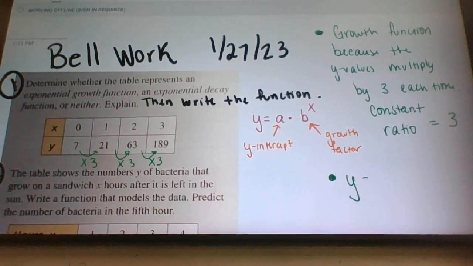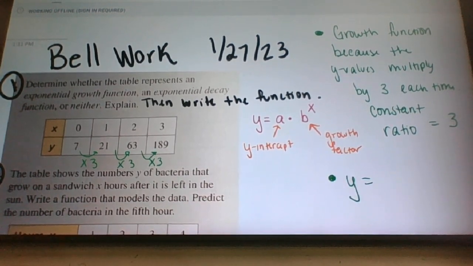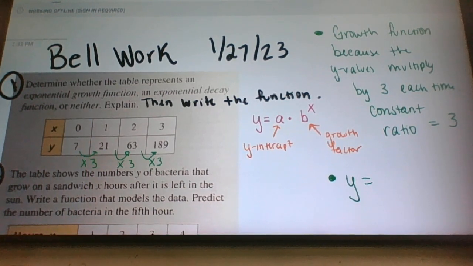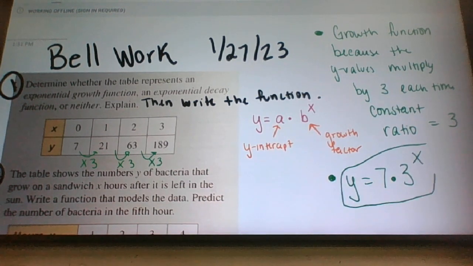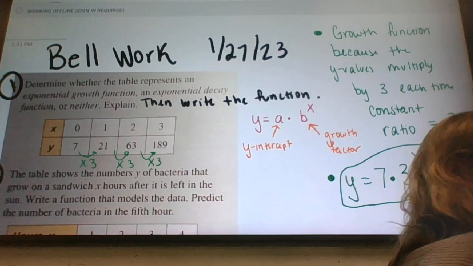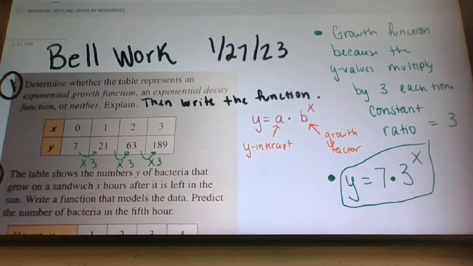So it's y equals, can anybody identify the y-intercept here? Yeah, it's 7. Remember, your y-intercept is always paired with a 0. 7 times 3 to the x. And if I recall yesterday, I said, man, that's easier than finding slope. That equation was easier to write than y equals mx plus b.